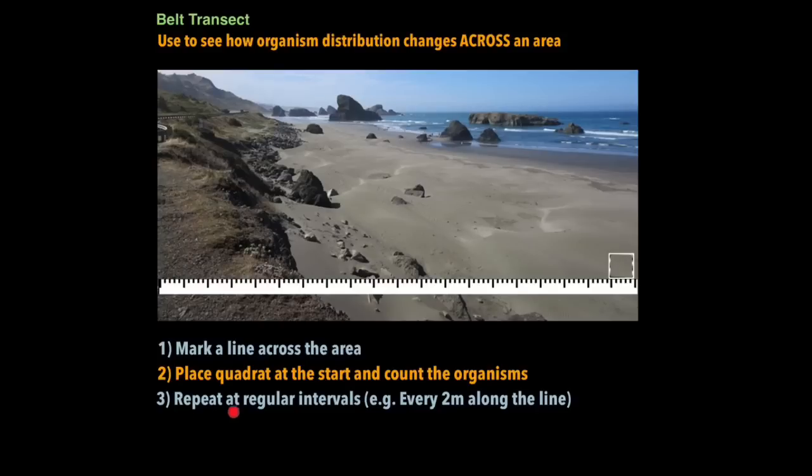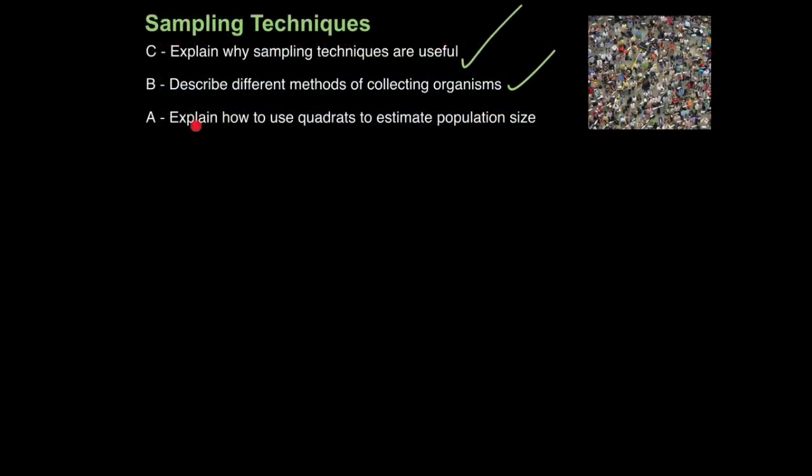You then repeat this at regular intervals, every 2 meters along the line, for example. So I just move my quadrat along by 2 meters and count again, and so on and so on. Notice this time, because we're actually trying to see how organism distribution changes, we do not need to work out an average for a belt transect. We do want to actually see change. We're not trying to estimate a population. And that's how we explain how to use quadrats to estimate population size.